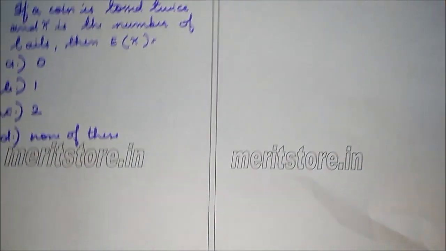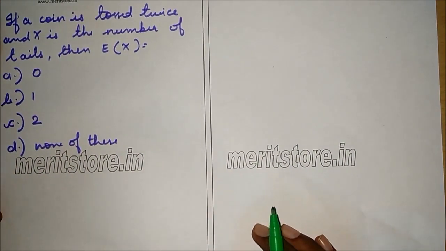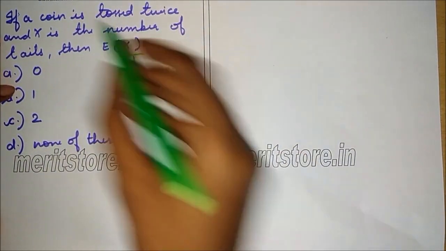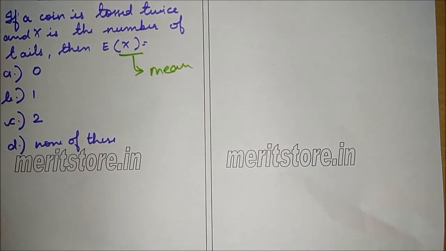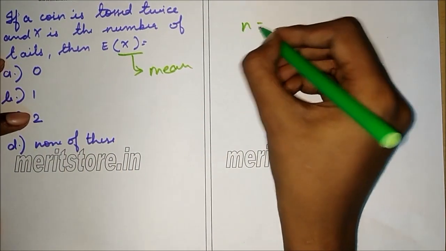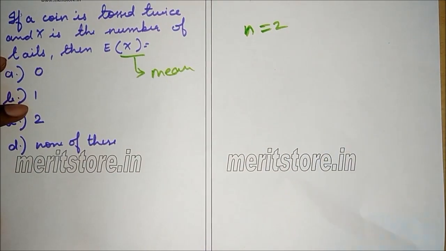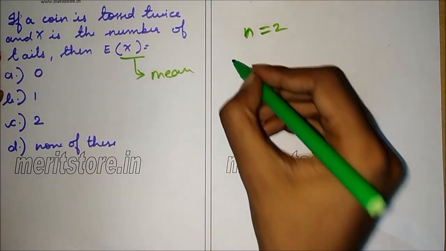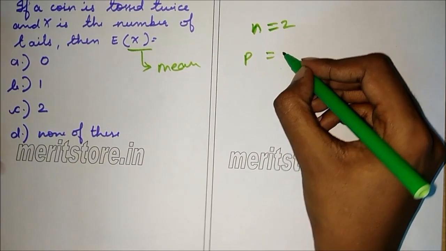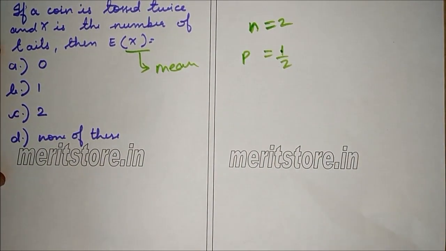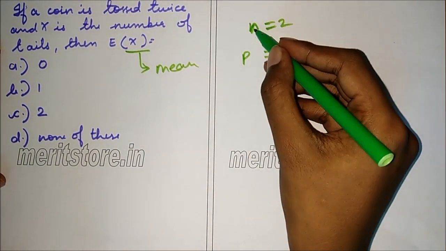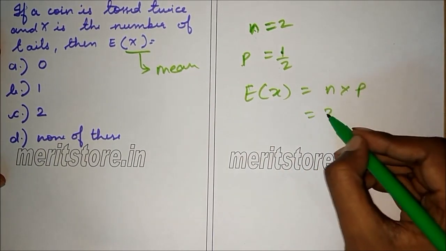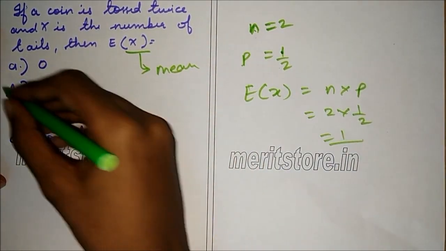A coin is tossed twice and x is the number of tails. Then E of x is what? E of x is nothing but mean. So we are given that coin is tossed twice. So n is 2, that is number of trials is 2 for a binomial distribution. And probability of getting a tail is 1 by 2, considering it as a fair coin. So n is given, p is given. So E of x will be n into p, which is equal to 2 into half, which is equal to 1. So the answer is B, 1.